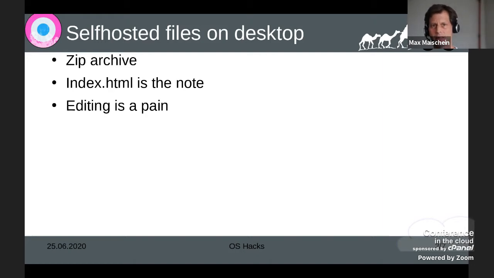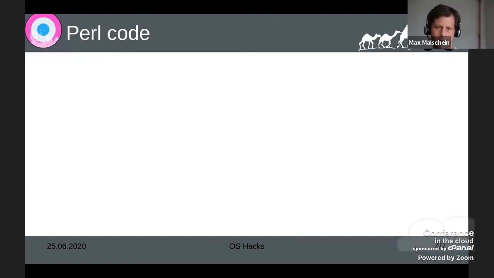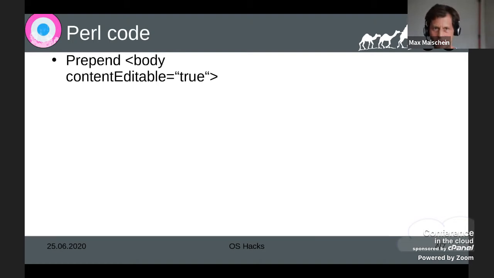But editing those zip archives is a pain because you have to run an unzip program to unpack them, then edit them, then recreate the zip file again. So I wrote a small Perl program that unzips the file, opens it in the web browser, and there I can use contenteditable to edit the HTML and write it back.